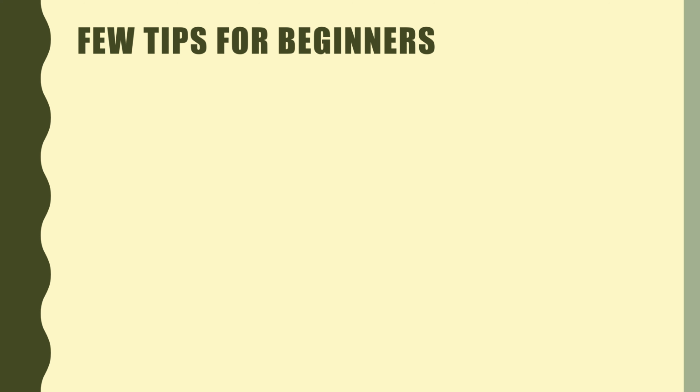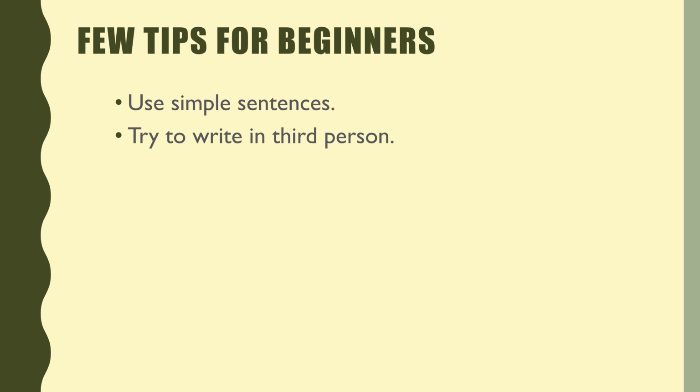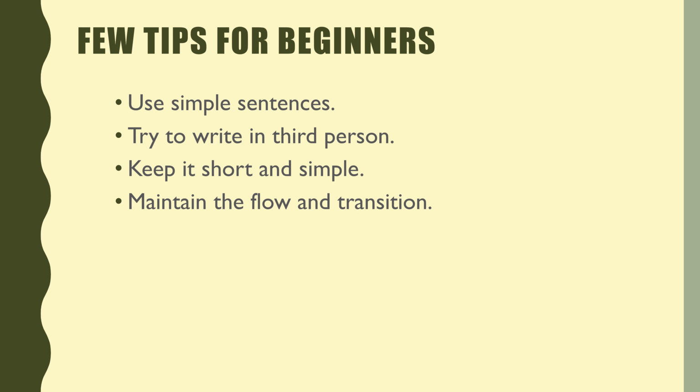Now let us see a few tips for beginners. It is very helpful to use simple sentences. If you are just starting to write, use simple sentences. Try to write in the third person. Generally, we write in the first or second person, but if you want to increase your level of writing, try to write in the third person. Keep it short and simple. Don't write too much. Don't give too much explanation or too many examples, and don't make complex sentences.